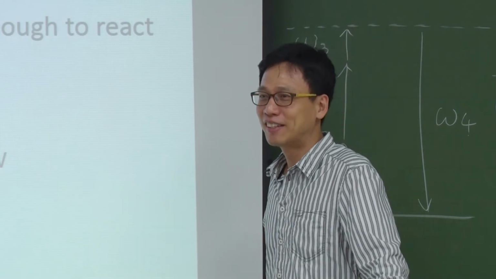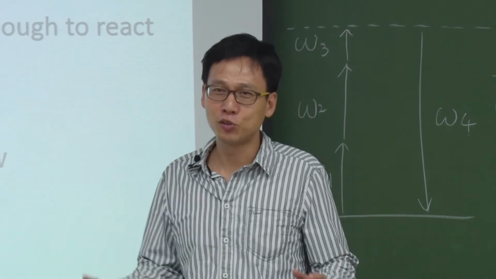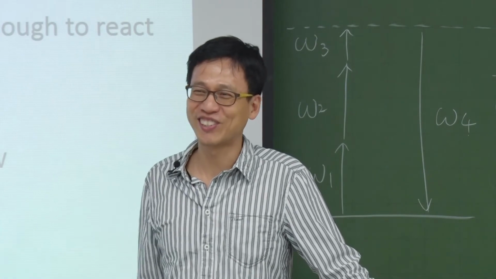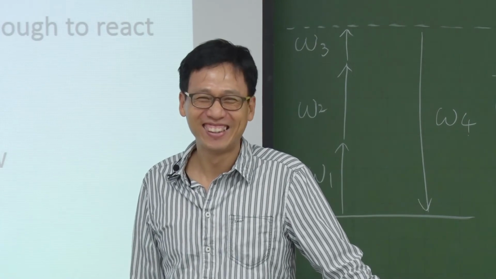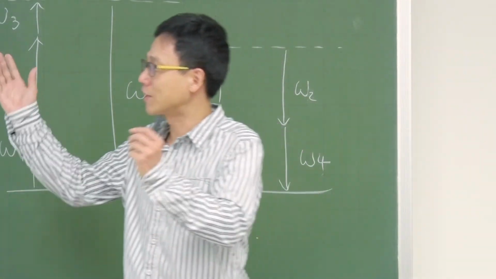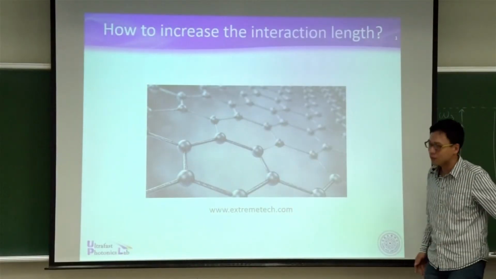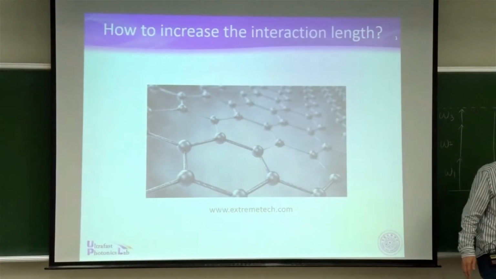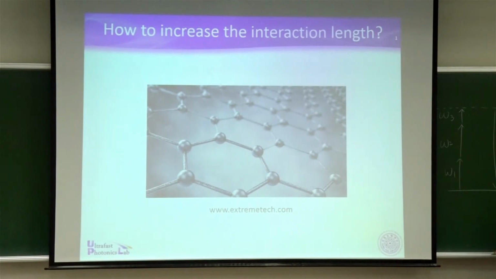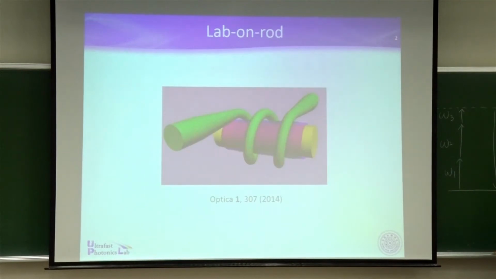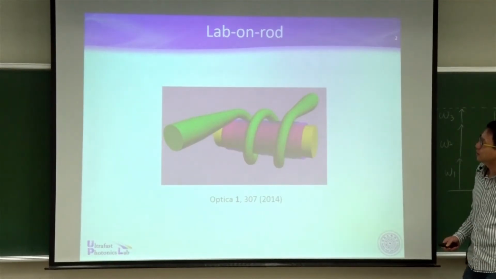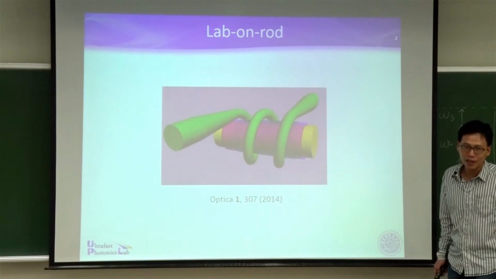Can you have a win-win situation? So this is the illustrative diagram, schematic diagram of graphene, single layer carbon atoms. But how to increase the interaction length? Okay, this is one smart solution, so-called lab on rod.